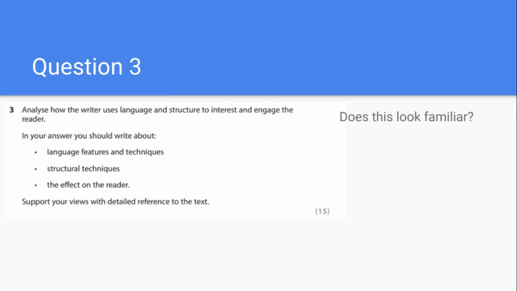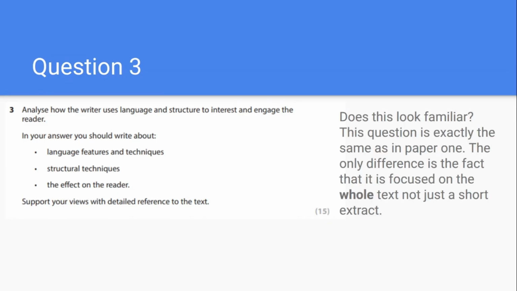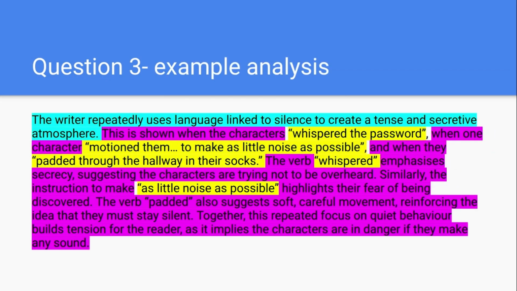Question 3. We're going to analyse how the writer uses language and structure. This question is exactly the same as your analysis question in Paper 1. The only difference is it's the whole text, not a short piece. So here's my version. This is point, quote, analysis. Have a look.